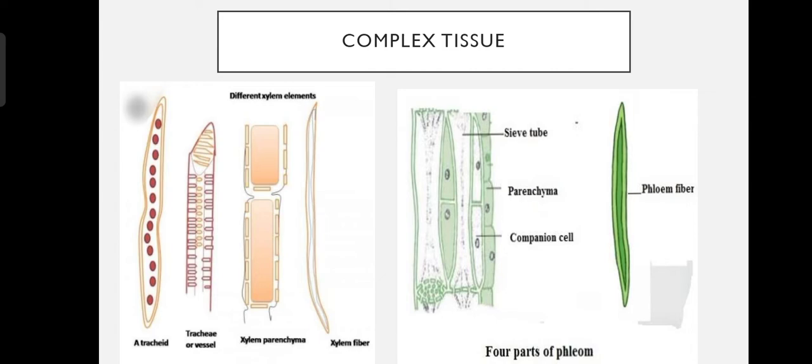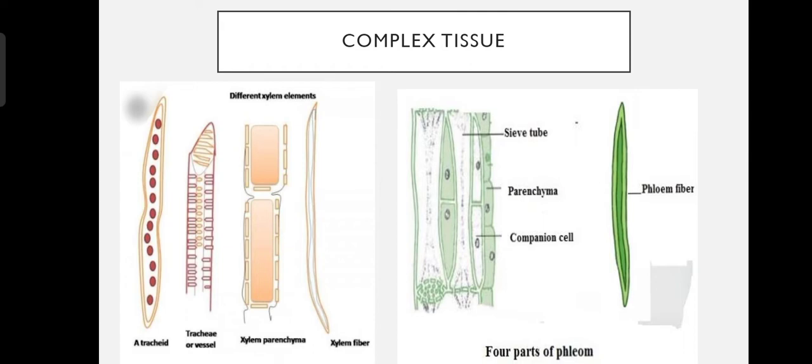Now come to the phloem. Phloem tissues are also made up of four types of cells or elements. Names are sieve tubes, companion cells, phloem fibers and phloem parenchyma.